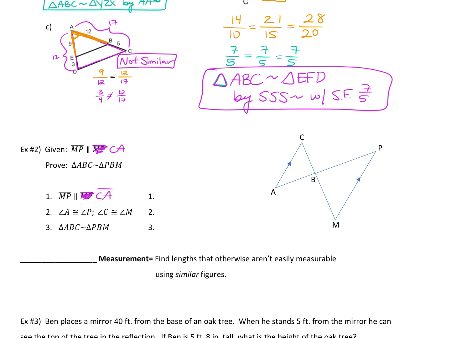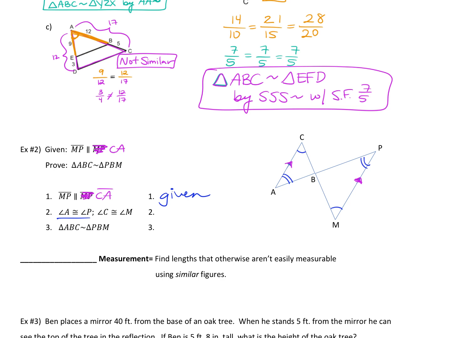So we're trying to prove that these triangles are similar. Okay, they tell us that this is true. These are parallel, but that's all they tell us. What is step 1 of this proof? Given. Step 1 of every proof that you will do for me. Given. Okay. Step 2 says angle A, and always mark it as you go, right? A is congruent to P, and C is congruent to M.